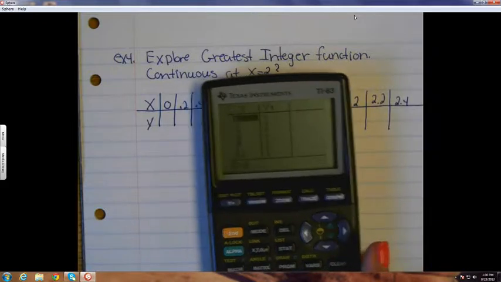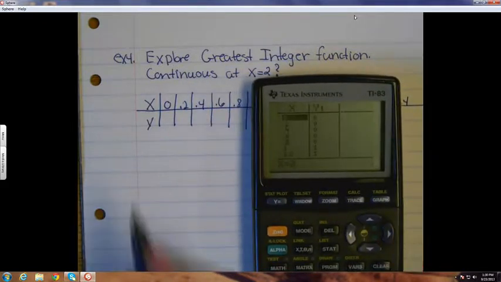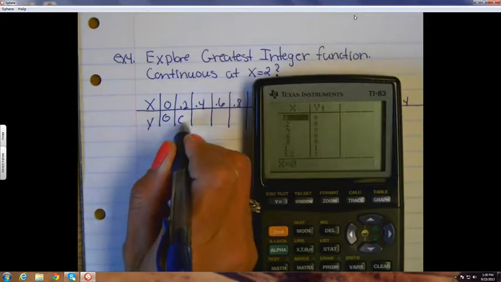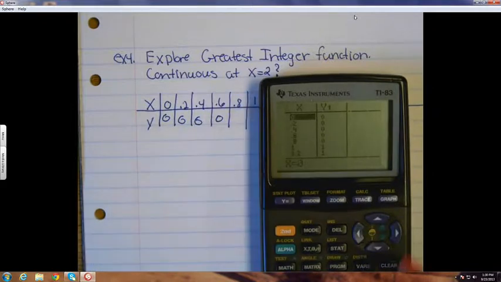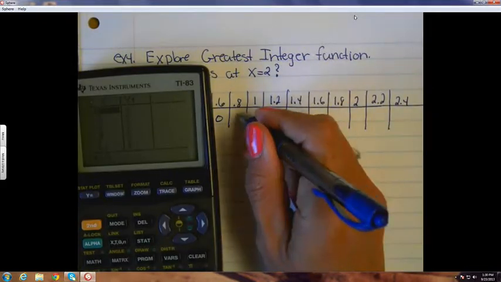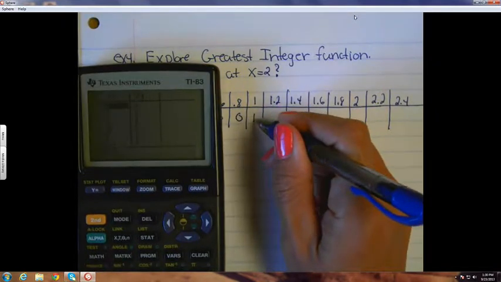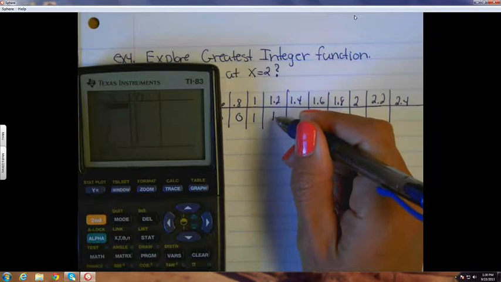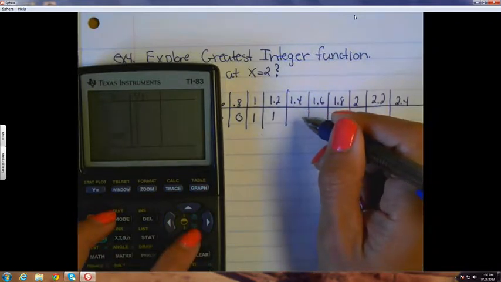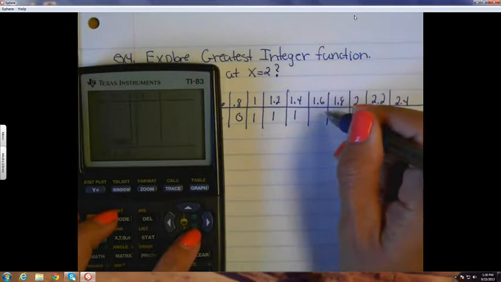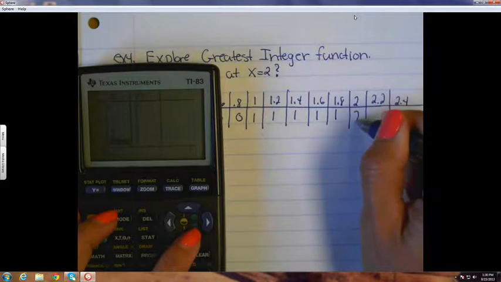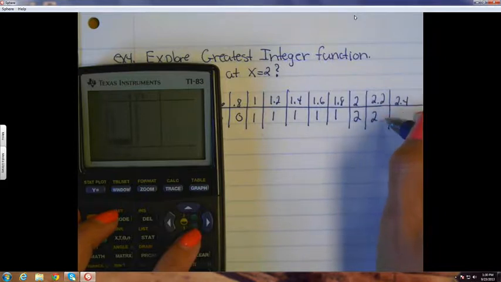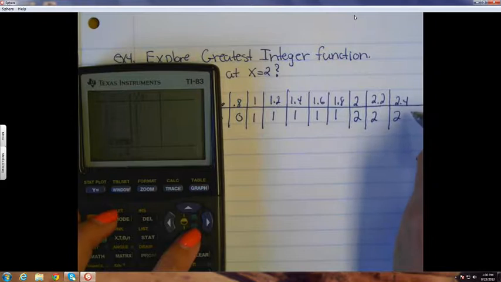Okay, the y values. At 0, it's 0. 0.2, it's still 0. 0.4, it's still 0. 0.6, it's still 0. 0.8, it's still 0. When I get to 1, it's finally 1. At 1.2, it's still 1. 1.4, it's 1. 1.6, it's 1. 1.8 is still 1. 2 finally got to 2. 2.2 is still 2. When do you think it's going to switch? When I actually get to 3.